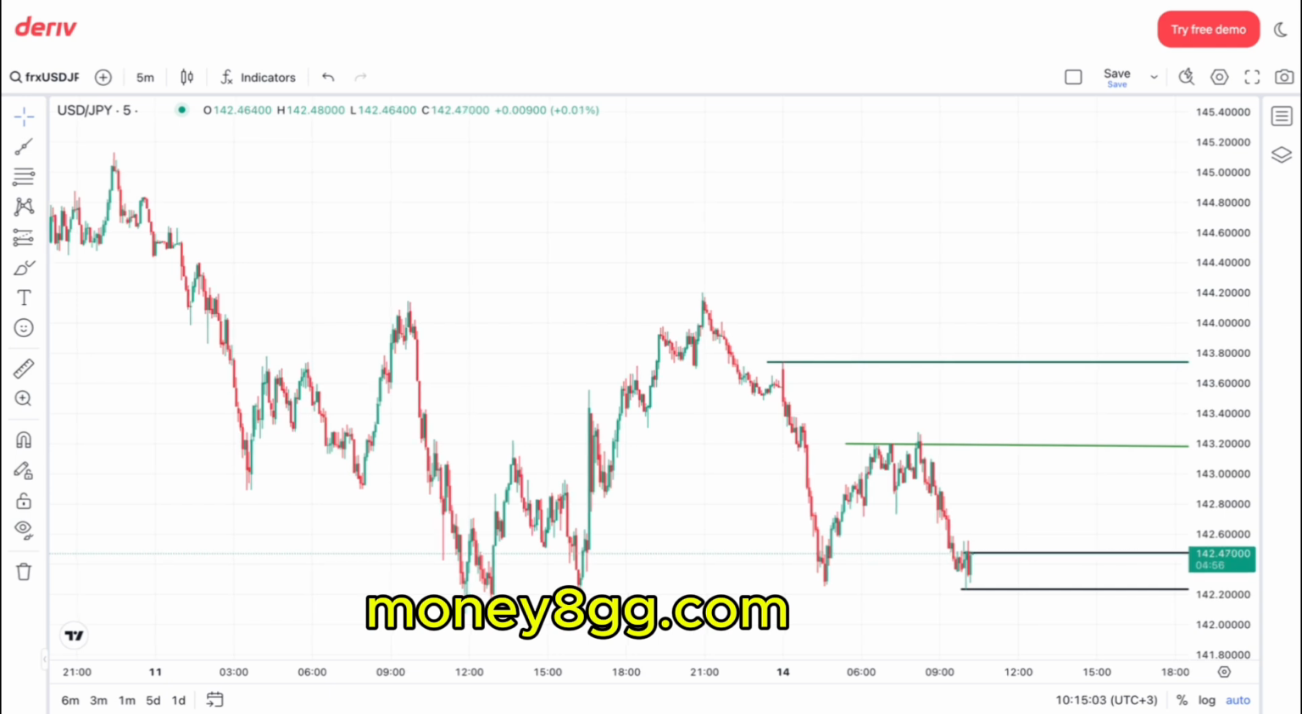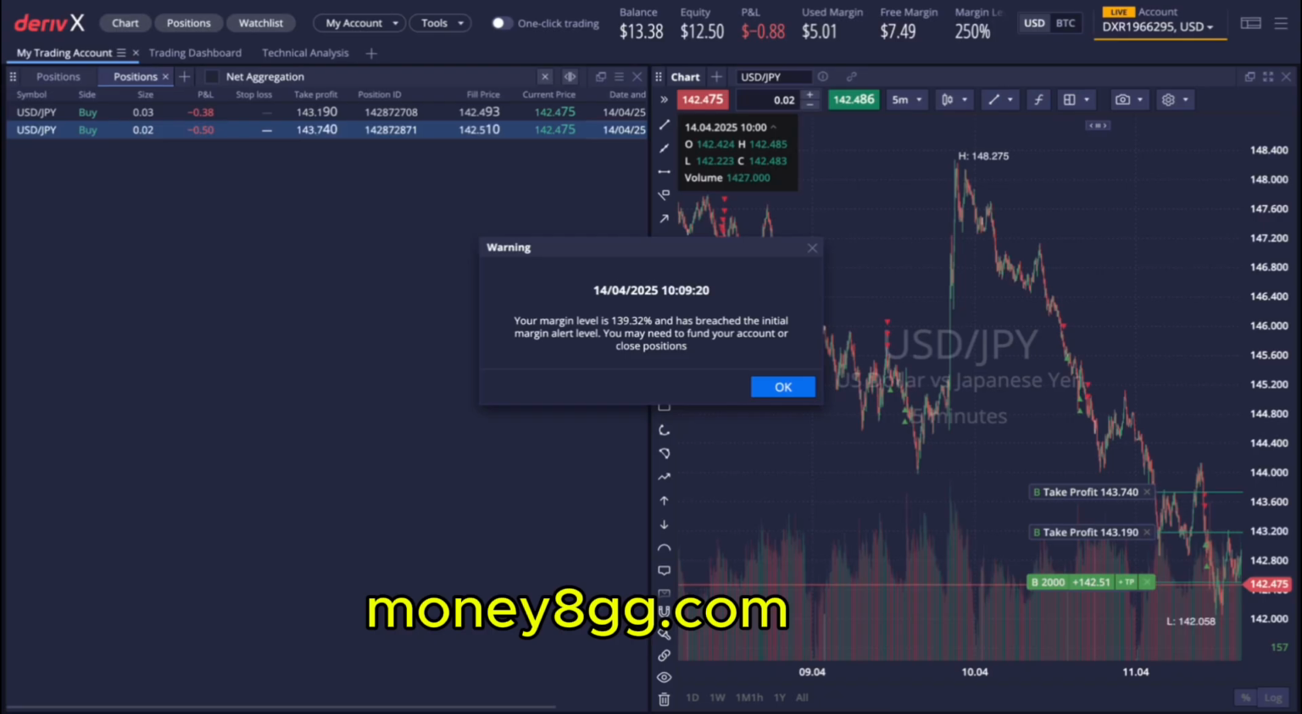You can get $13.39, or you can get less than that and use a lower lot size, use 0.01. Then I just hope for the best. But this is what there is in Forex and in binary or in any trading.